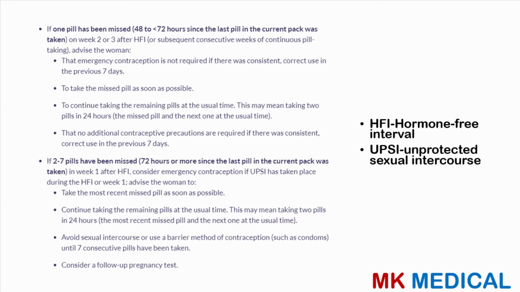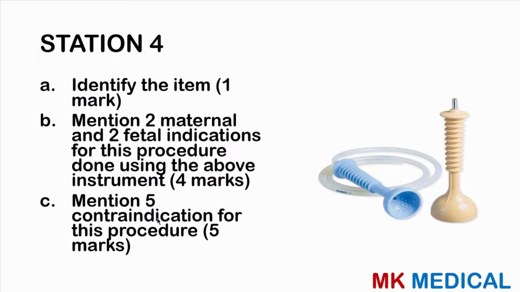Now, if she's missed 2 to 7 pills, that's more than 72 hours or more. These are the following advice. So you take the most recent missed pills as soon as possible. You continue taking the usual pills and the remaining pills in the usual time. You avoid any sexual intercourse, or if you were to participate in sexual intercourse, you would have to use barrier methods, so pretty much condoms. And then, of course, consider a follow-up pregnancy test, because this woman could be pregnant, especially if she's had unprotected sexual intercourse.